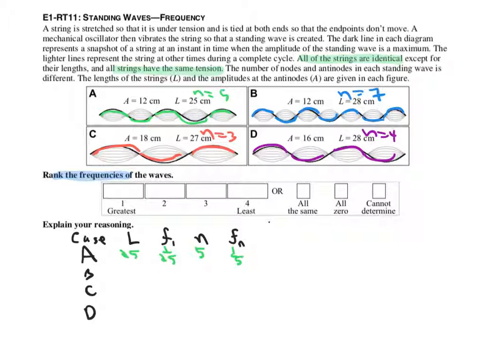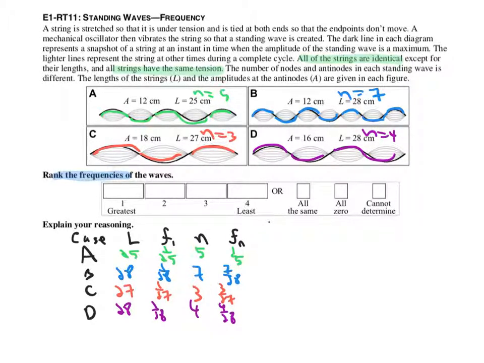For B, we have that the length is 28, so the frequency would be 1/28 of v over 2, but our mode is 7, so this is now 7/28 is our frequency. For case C, the length was given as 27, so our frequency is v over 2 times 1 over 27, but we have mode 3, so this is 3/27. And then finally, again 28, so 1 over 28, but the mode was 4, so this is now 4 over 28.